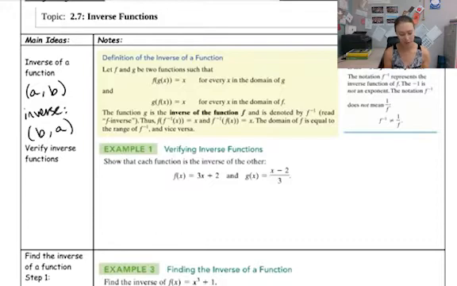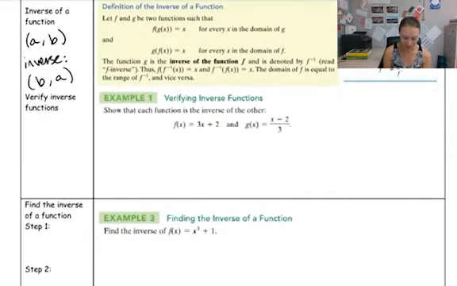Another way you can determine whether two functions are inverses of each other algebraically is by taking the composition of the two functions and seeing if it simplifies out to just an x. If you're not sure how to do the composition of two functions or composite functions, then you can watch my previous lesson. So let's look at an example here.